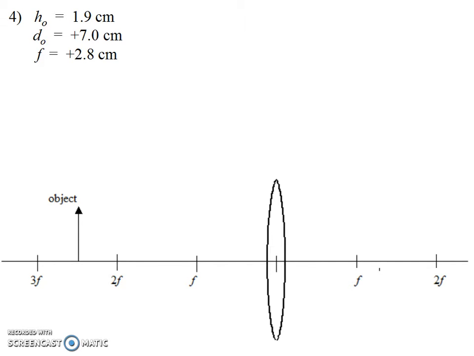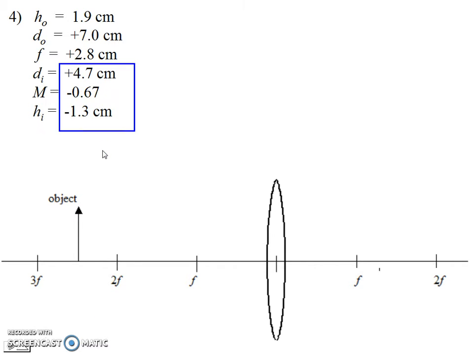Okay, so for problem 4, we agreed on these numbers as measurements. Here should be the correct answers for the math. We're getting an image distance of positive 4.7 centimeters. Remember, we really want to put the positive and negative signs on all these numbers, even though they're not vectors. We know the signs will give us information when we line it up with the sign conventions. Magnification is negative 0.67, image height is negative 1.3.